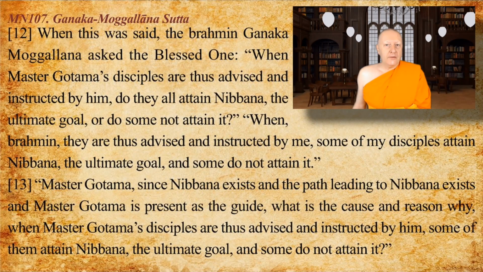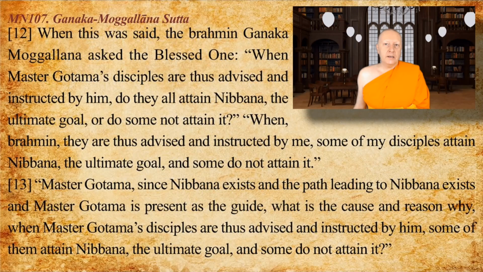So what we see in paragraph 12 is that Gaṇaka-Moggallāna asked the Buddha whether all monks following this training curriculum managed to attain nirvana, with the words, "When Master Gotama's disciples are thus advised and instructed by him, do they all attain nirvana, the ultimate goal, or do some not attain it?" The Buddha admits with the words, "When, Brahmin, they are thus advised and instructed by me, some of my disciples attain nirvana, the ultimate goal, but some do not attain it." In other words, even with all this advice, some monks reach nirvana, while others fail to do so.